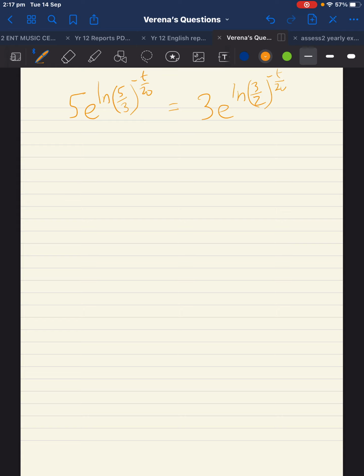minus t over 20. All right, the exponential of the logs will completely undo each other. This was the whole point. They cancel, just leaving us with this. Okay. Hey, now this is starting to look a lot nicer.